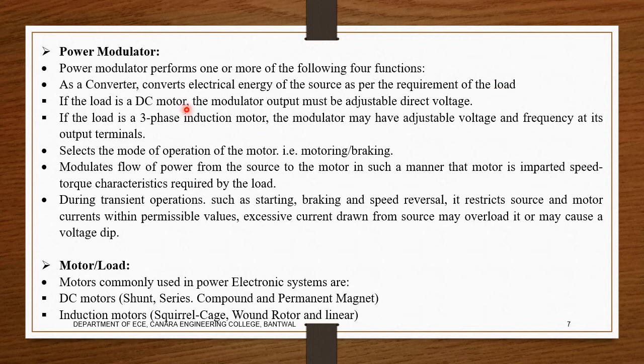If the load is a DC motor, the modulator output should be an adjustable direct voltage, so a DC voltage there. If the load is a three-phase induction motor, the modulator may have adjustable voltage and frequency at its output terminals. Next, these are the states which have to be handled. When we go for the converters, these two cases have to be carried out, whether it is a DC motor or a three-phase induction motor.